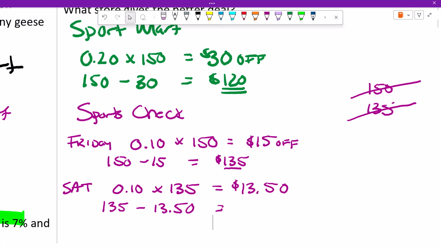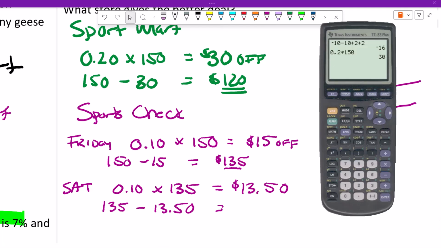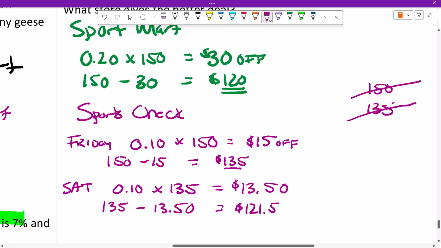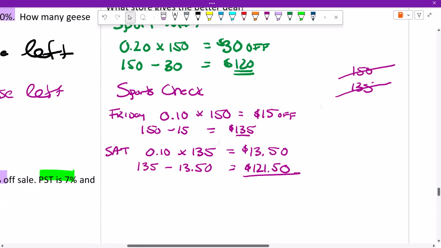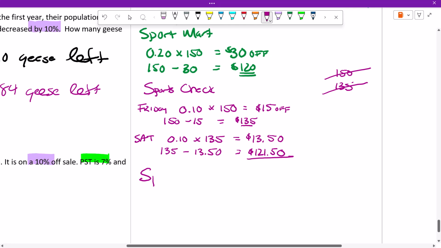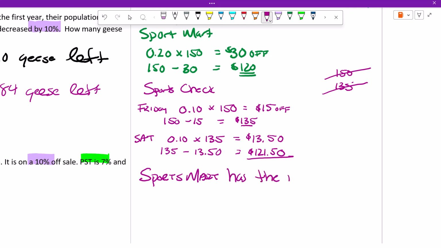We can use a calculator. Maybe you can do it in your head. All right, 135 minus $13.50 is $121.50. All right. So who gives the better deal? SportsMart, and you can get it a day earlier, right? SportsMart has the better deal.